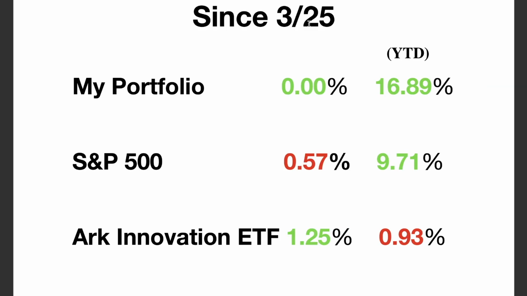Since Monday, my portfolio is unchanged since I'm all cash. The S&P 500 dropped 0.57% and the Ark Innovation ETF gained 1.25%. Which brings us year to date, my portfolio has a gain of 16.89%. The S&P 500 has a gain of 9.71%. And on the year, the Ark Innovation ETF has a loss of 0.93%.